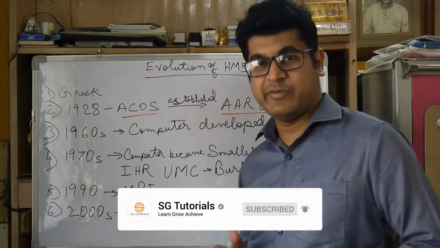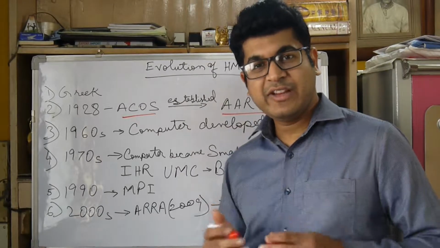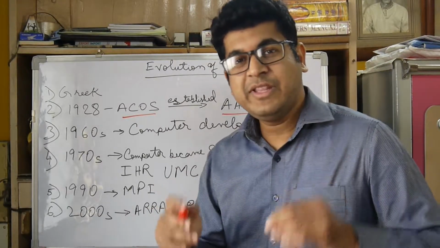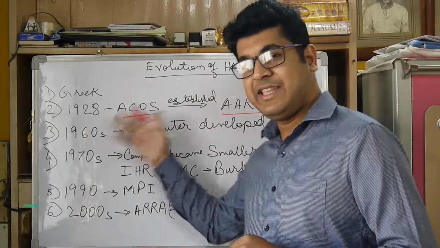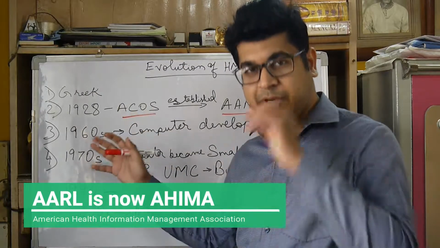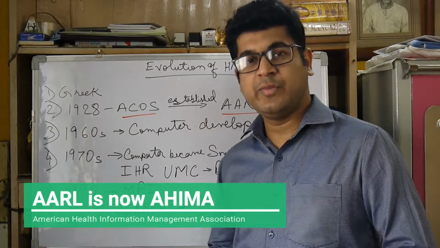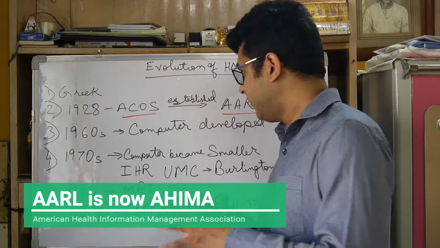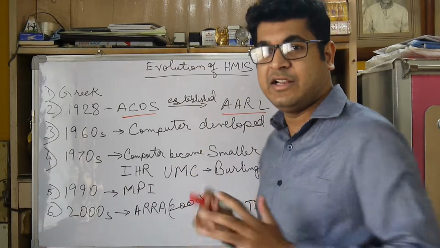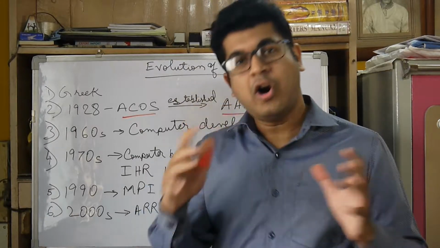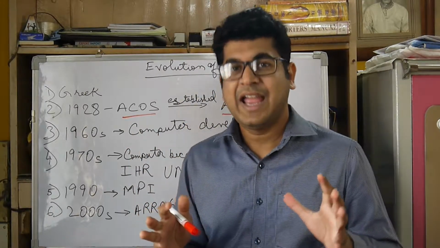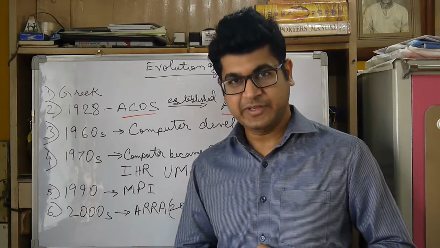The second evolution that happened was in 1928 when the American College of Surgeons established the American Association of Record Librarians. They were responsible for keeping the records of all the operations, all the treatment, and all the medicines that were being given to a particular patient. More or less, AARL was keeping a record of all the patients and patient-related information.